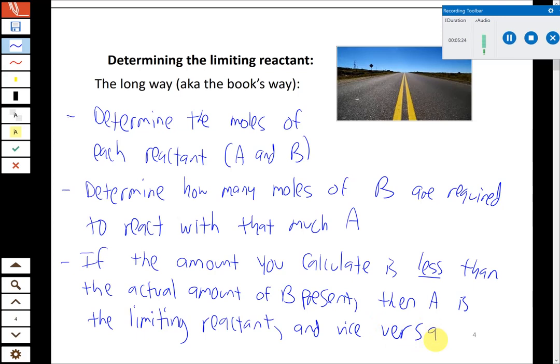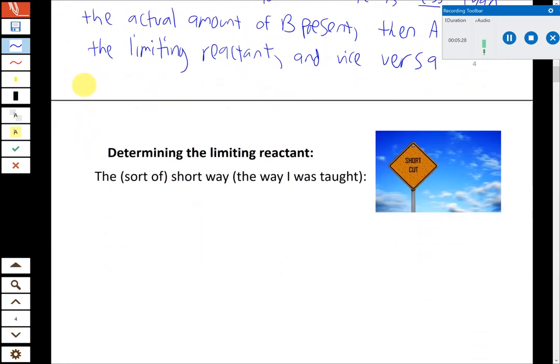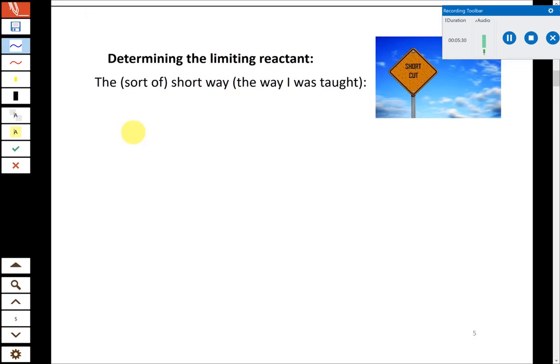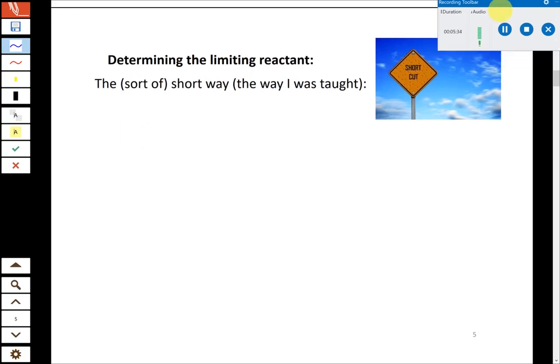The way that I do it, which I think is less confusing, perhaps not necessarily less work, is the way that I was taught in the ancient times when I took a general chemistry course, which is an approach called the stoichiometric ratio. So what we're going to do for each reactant in the problem is determine what's known as the stoichiometric ratio, or at least that's a term that we can use for it.